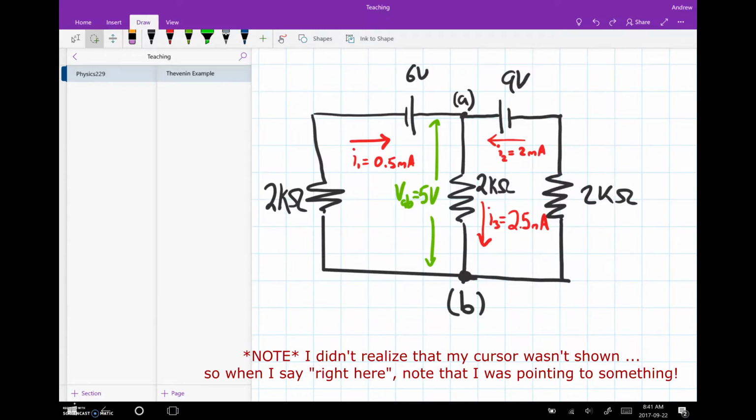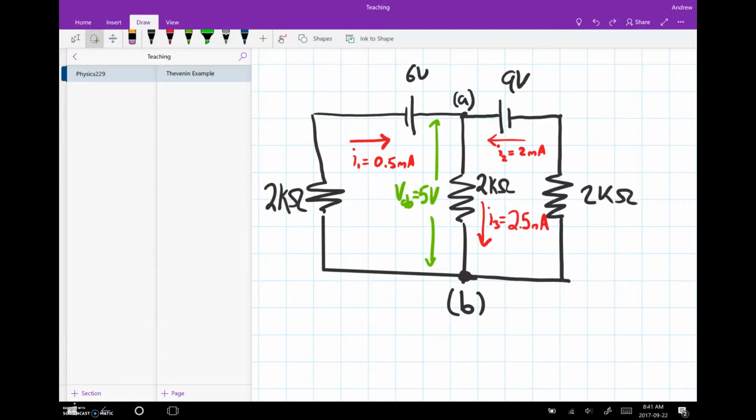We found that there's no simple way to write this just using simple resistor reduction. So we use Kirchhoff's laws. We solve for all the currents. We found that there's half a milliamp going across the 6 volt battery, 2 milliamps going across the 9 volt, and 2.5 running through this central 2K resistor.